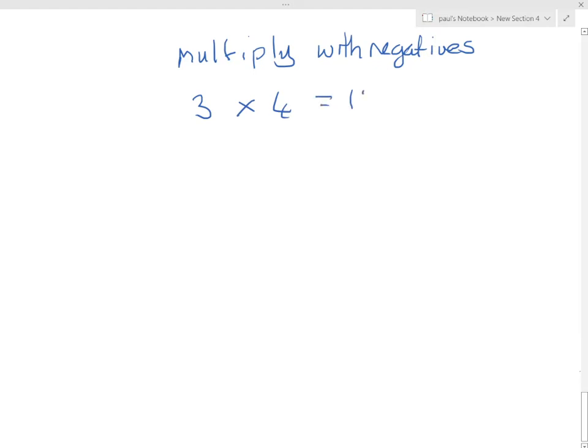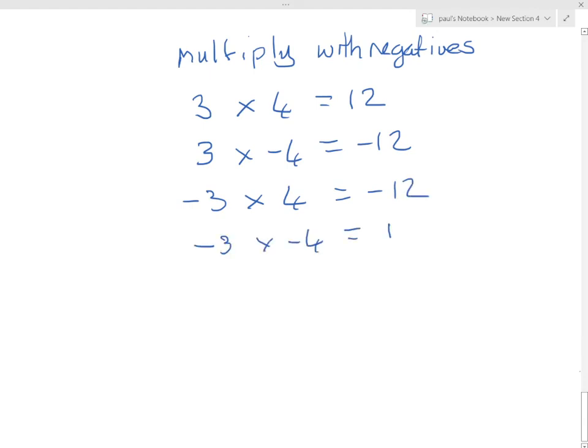So when we're multiplying, we need to remember to multiply with negatives. So when we just write a 3, it's a positive. So 3 times 4 equals 12. 3 times minus 4 equals minus 12. Minus 3 times 4 equals minus 12. And minus 3 times minus 4 equals plus 12.